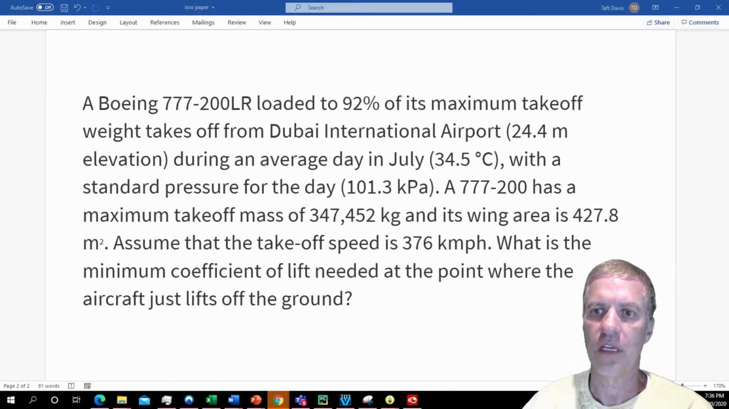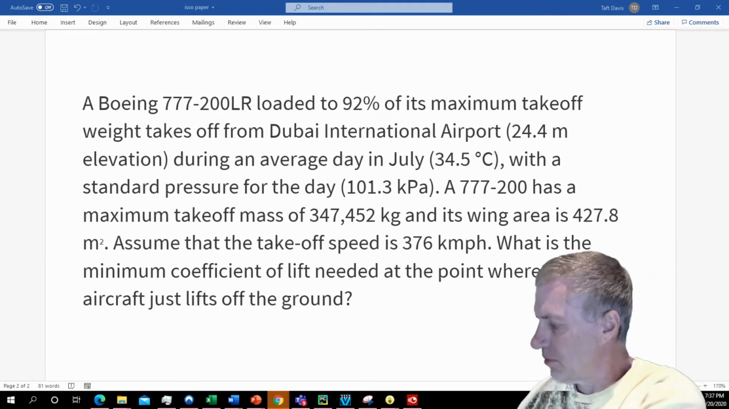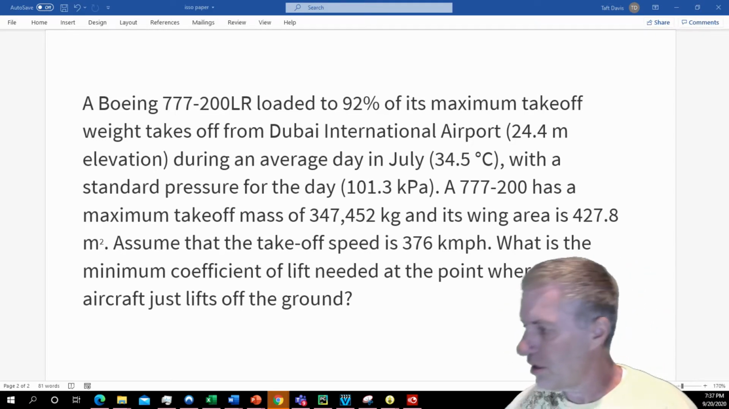777-200 has a maximum takeoff mass of 347,452 kilograms, and its wing area is 427.8 meters squared. We're going to assume the takeoff speed is 376 kilometers per hour, and we want to know what the minimum coefficient of lift is needed at the point where the aircraft just lifts off the ground. All right, let me get a clean sheet of paper here.